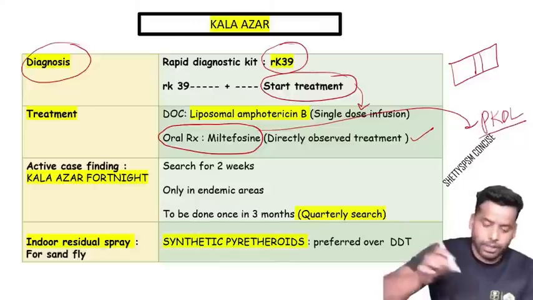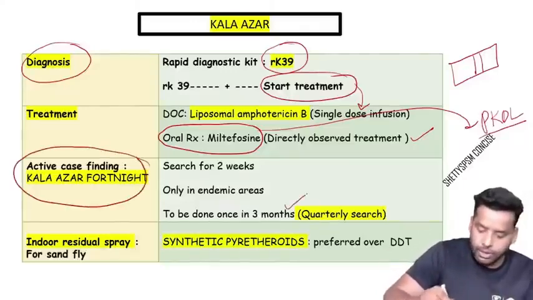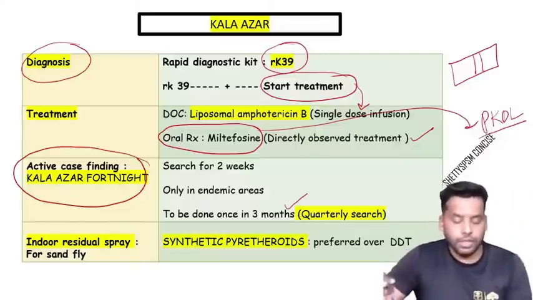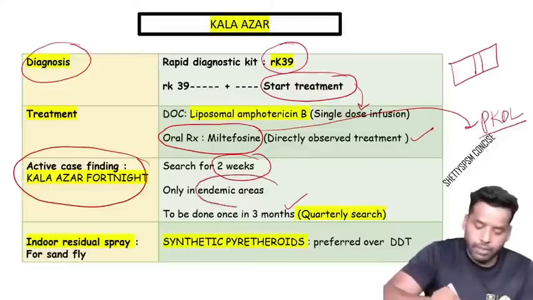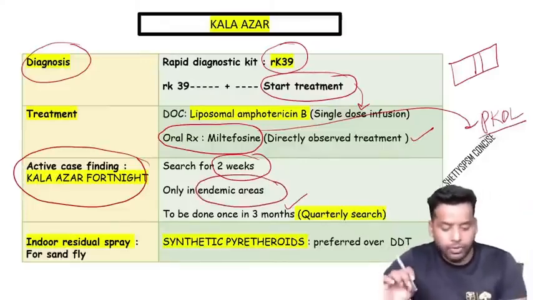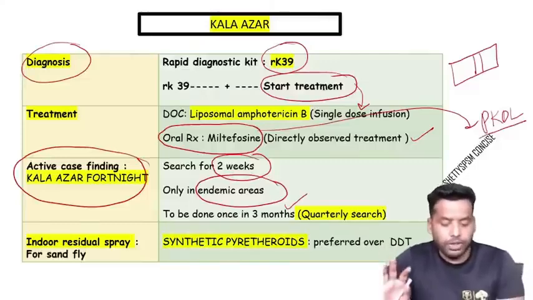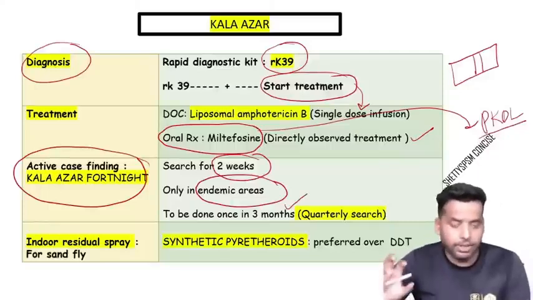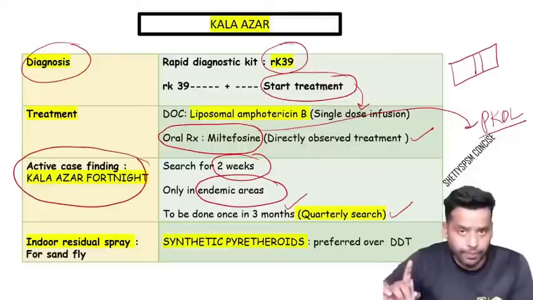Miltefosine. Kala-Azar fortnight we celebrate every 3 months once. Quarterly search, searching for 2 weeks, done only in endemic areas. This is active case finding. Kala-Azar fortnight means every 3 months once they will go and stay there and search for cases. Active case finding. This procedure is called Kala-Azar fortnight.